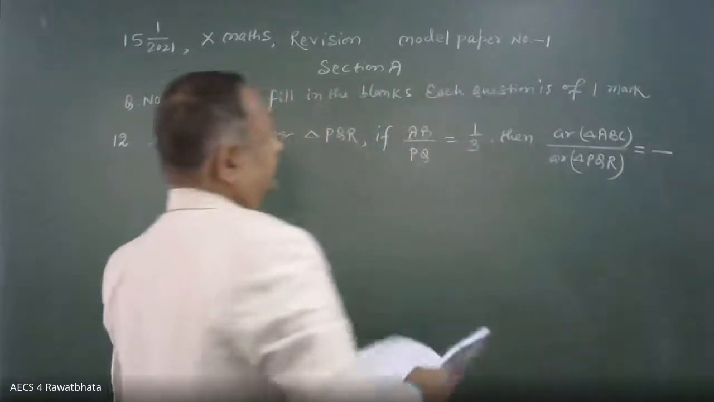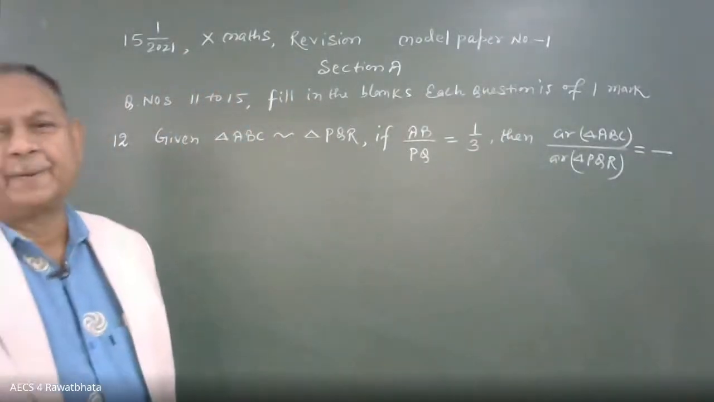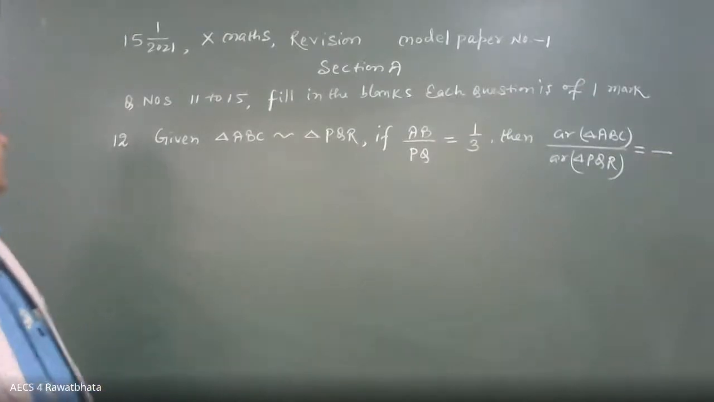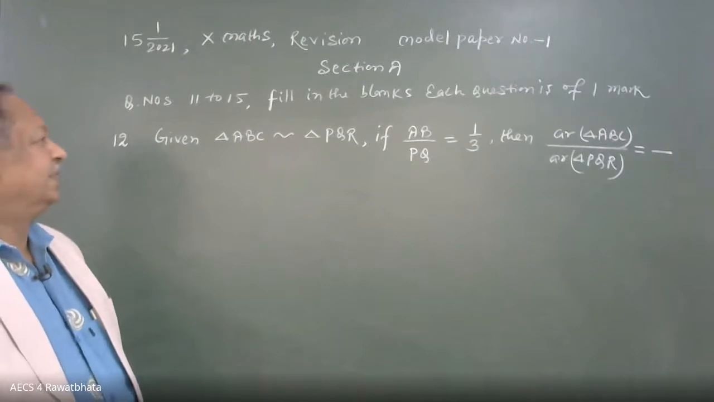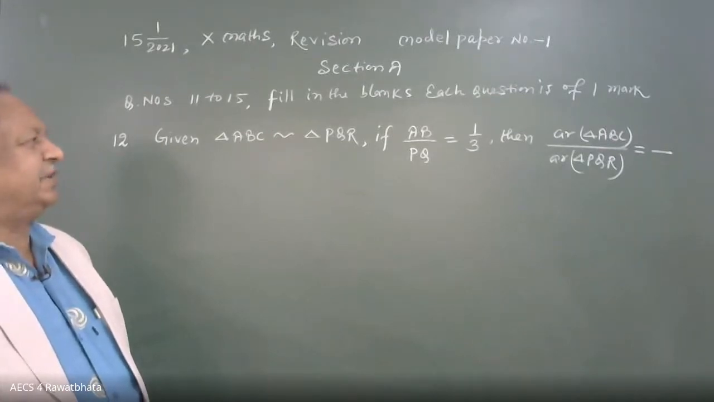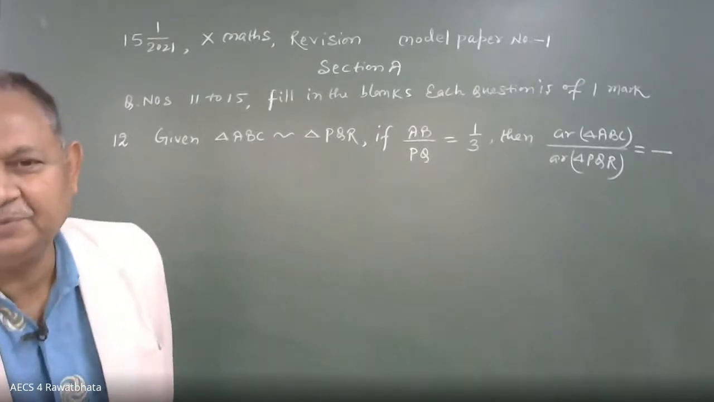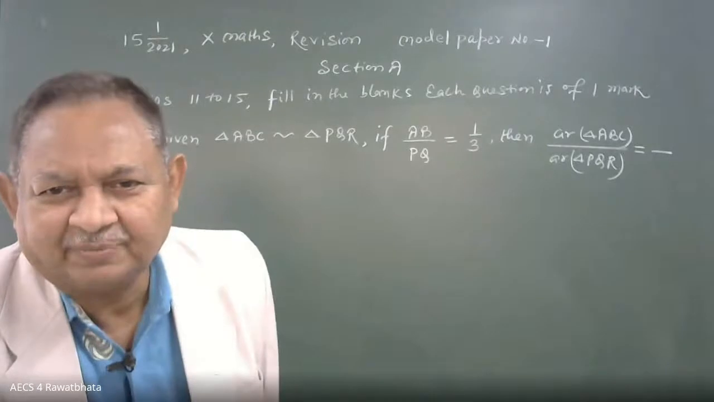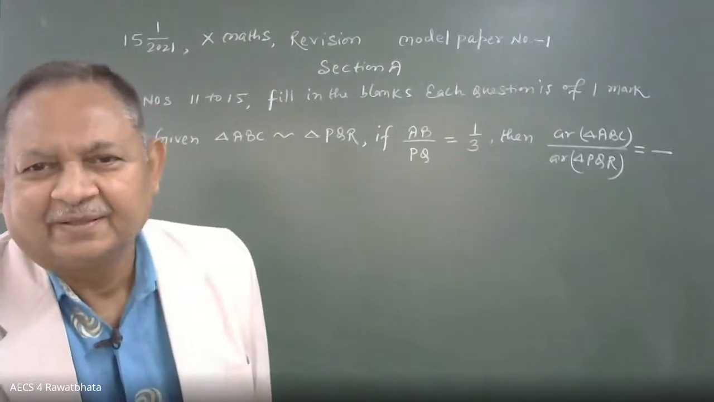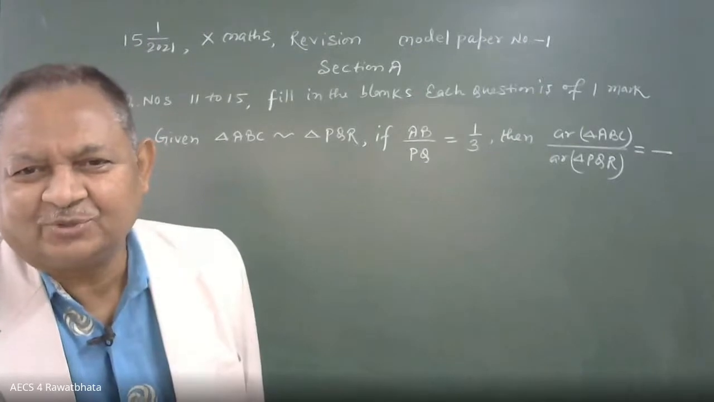Two triangles are similar. AB by PQ is equal to 1 by 3. Then what will be the ratio of the areas? 1 upon 9. Okay.